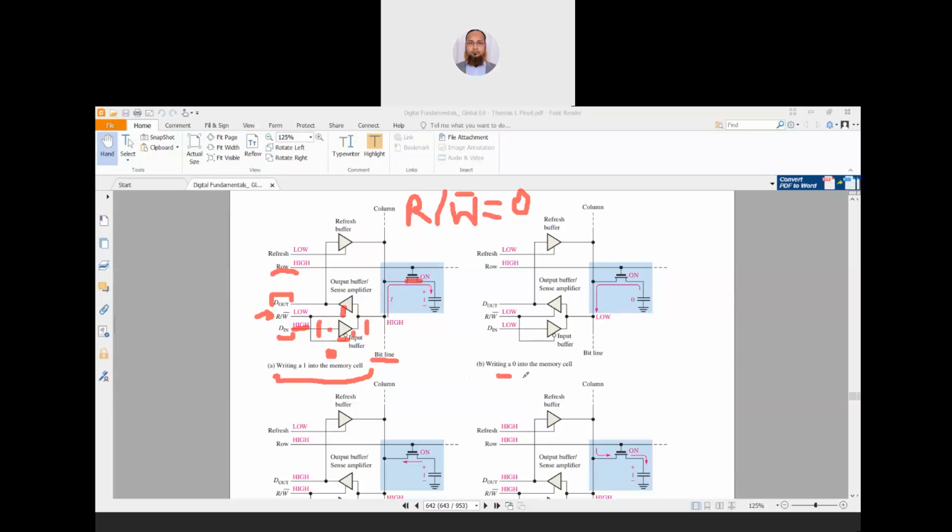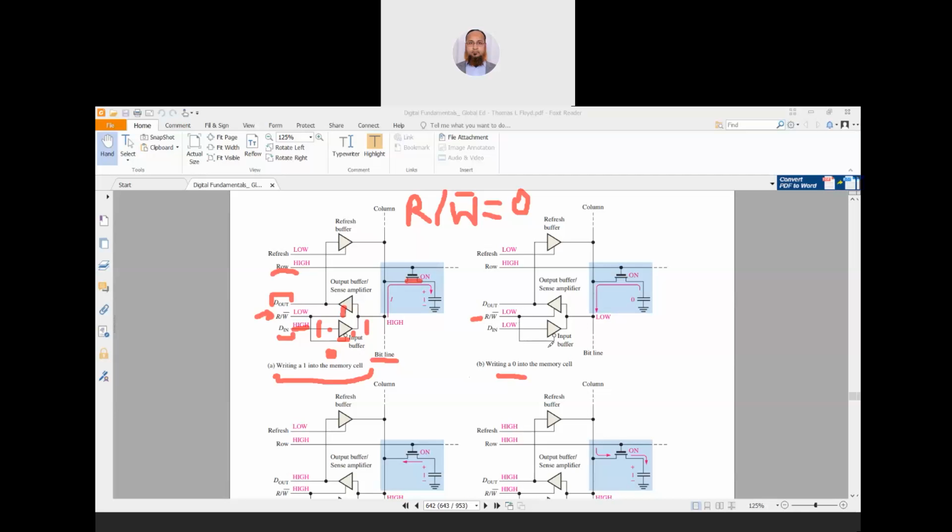The third thing is writing a 0. If there is a charge on the capacitor, we want to discharge it. If it is already 0, then nothing will happen. But if it is already in the one state, it will discharge to the low state. Again, we are doing a write operation, so this signal will be low.